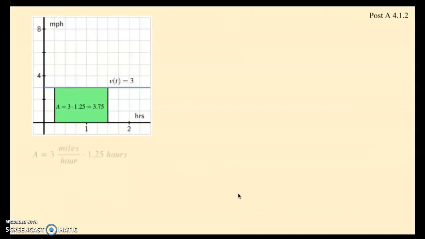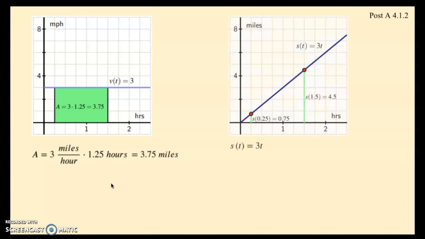So here's just a little recap. I'm going to show you two graphs. So first of all, you'll notice this is the velocity graph. The area under the curve is going to be the change in position. So the area equals 3 miles per hour, that's going to be your y value, times the number of hours you travel, that's going to be your x. And we get 3.75 miles. Notice that this is cool. The units will cancel out because we have hours in the numerator and the denominator, so they'll cancel out.